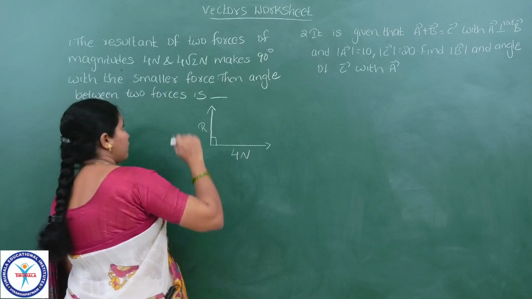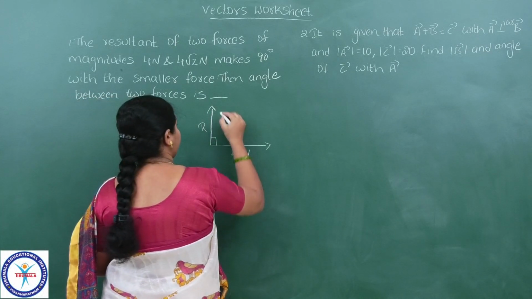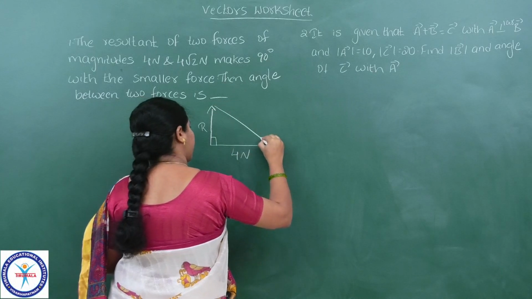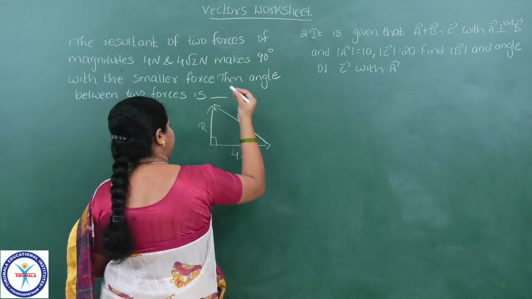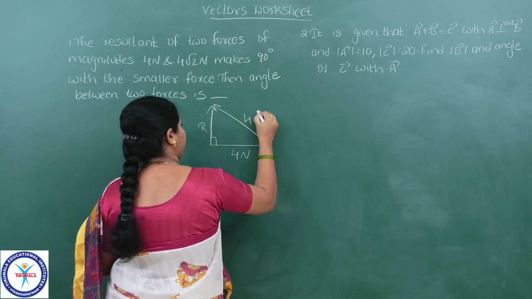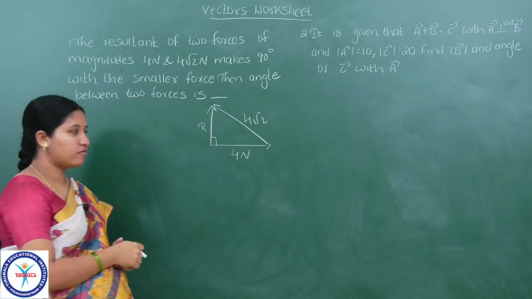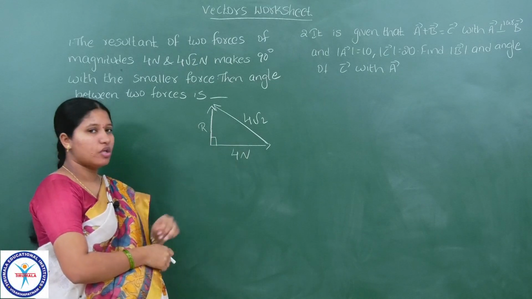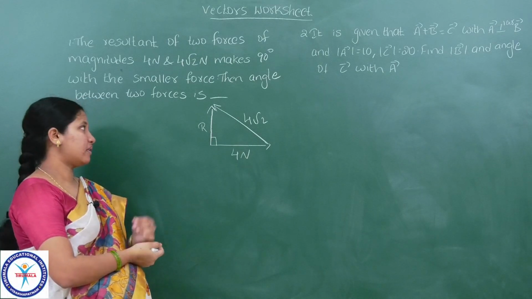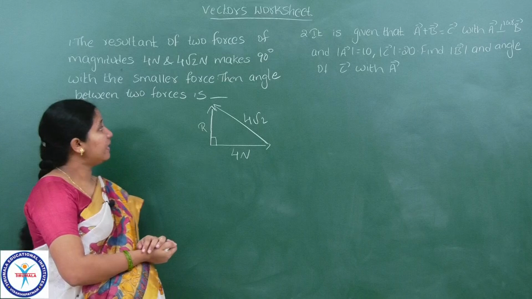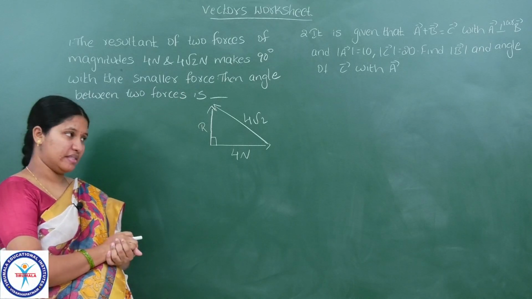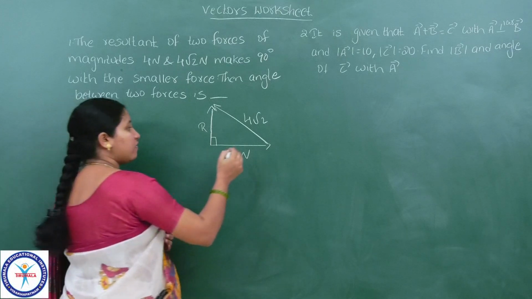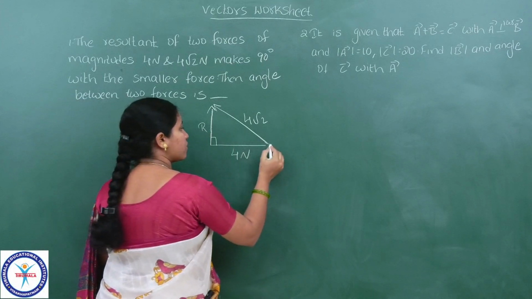So what is the other force? Let us represent it. So the other force is 4 root 2. So this is the diagrammatic representation for the given problem. He asked to find the angle between two forces. So we need to find the angle between these two forces.